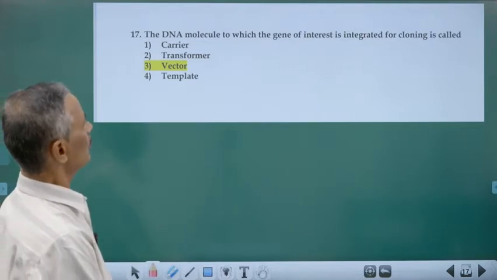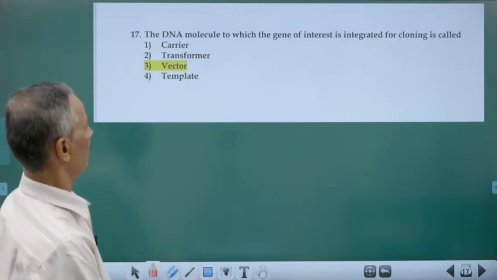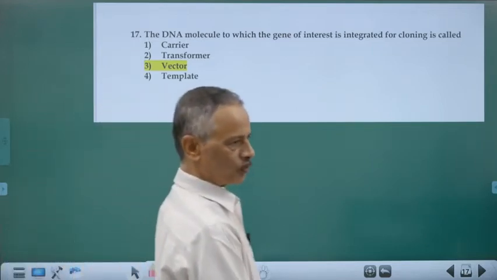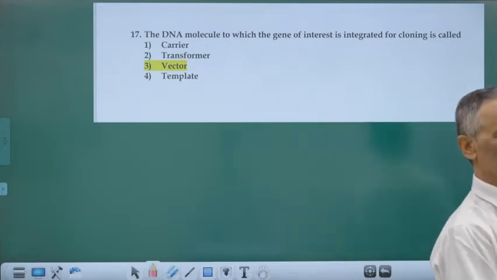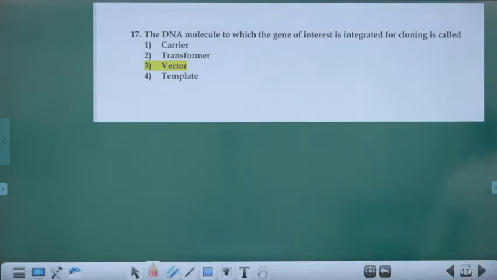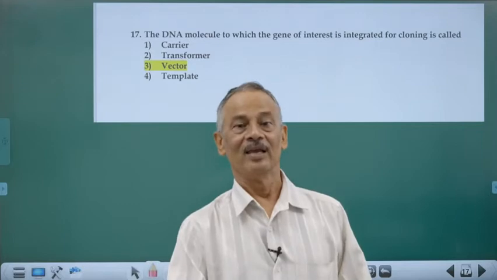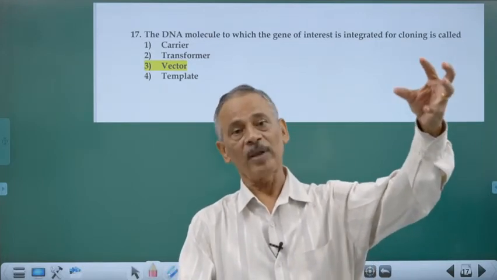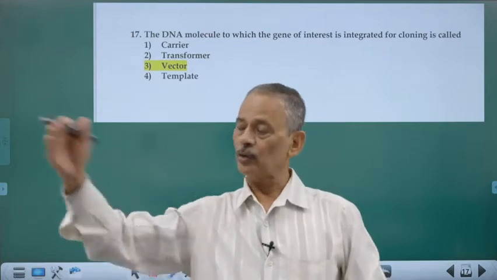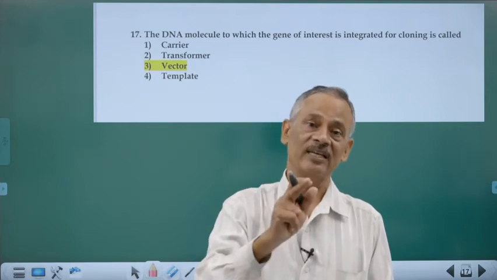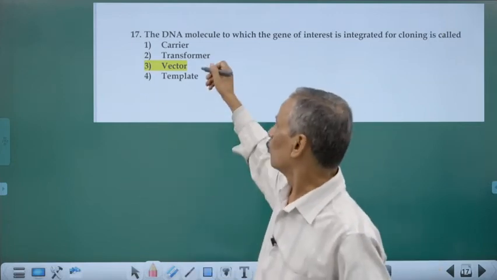DNA molecule to which the gene of interest is integrated for cloning is called what? To which you should give that desired DNA, we need a carrier molecule. That carrier molecule that takes our desired DNA is called the vector or agent. Vector means an agent that helps in transferring one DNA piece from one organism to another. We are taking the desired DNA from a donor and we want to give it to a host. But for that, we need the help of an agent, a carrier molecule. That carrier is called vector.